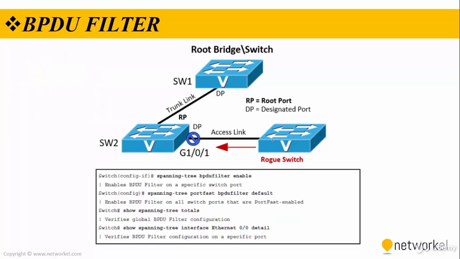BPDU packets are sent even from PortFast enabled ports. BPDU filter is used to prevent this. The BPDU filter can be configured globally or under the port like BPDU guard too. When configured under the port with the spanning-tree bpdufilter enable command, BPDUs are not sent and all BPDUs received are ignored. When you globally enable it with spanning-tree portfast bpdufilter default, it affects all PortFast enabled ports that have not been configured for BPDU filter.